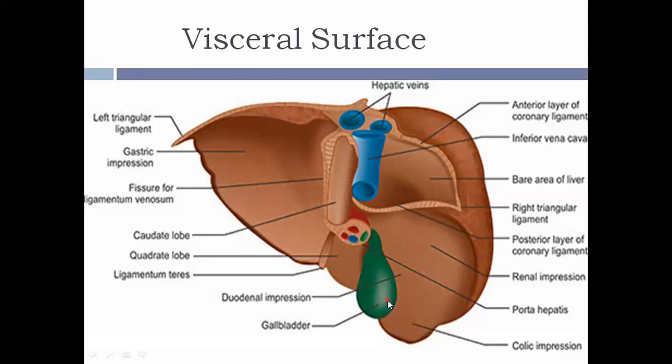What are the features in the visceral surface? So this is the gallbladder. We have the fossa for the gallbladder over this visceral surface. What are the other features over here? We have the fissure for ligamentum teres. Ligamentum teres is a true ligament of the liver, which we'll see in the forthcoming slides. Then we have the porta hepatis over here, which is an inverted L-shaped structure. These are the features in the visceral surface.